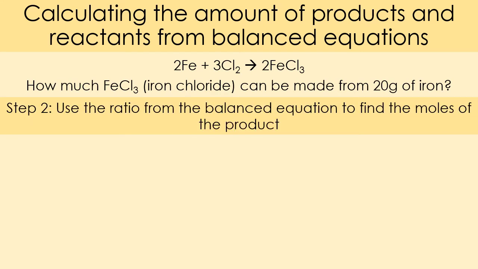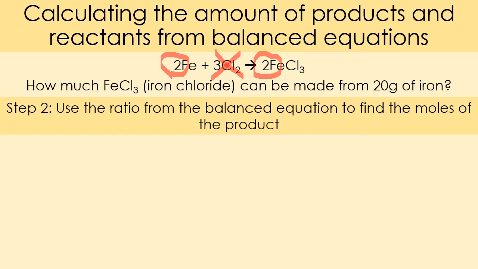Step 2, we're going to use the ratio from the balanced equation to find the moles of the product. So this is where it can get a little bit confusing. We're going to use the numbers we've got on our symbol equation. Here we've got the number 2 in front of iron and the number 2 in front of iron chloride. We're not bothered at all for this question about the number of moles of iron.